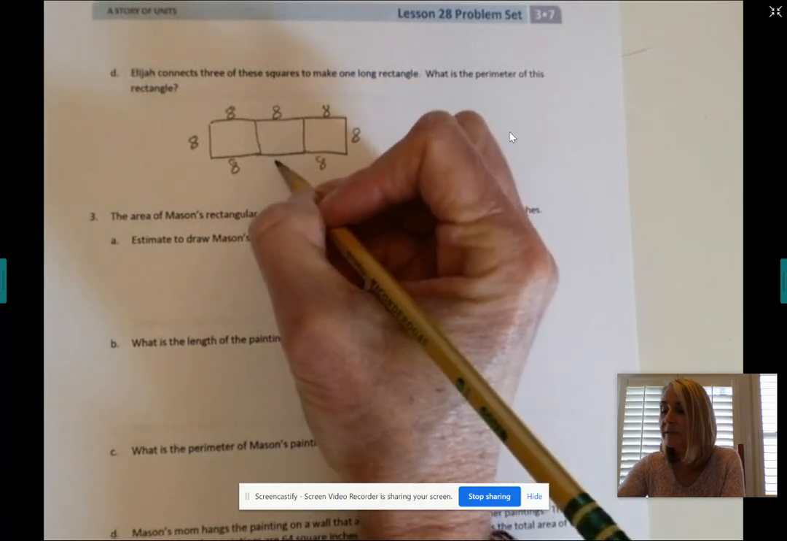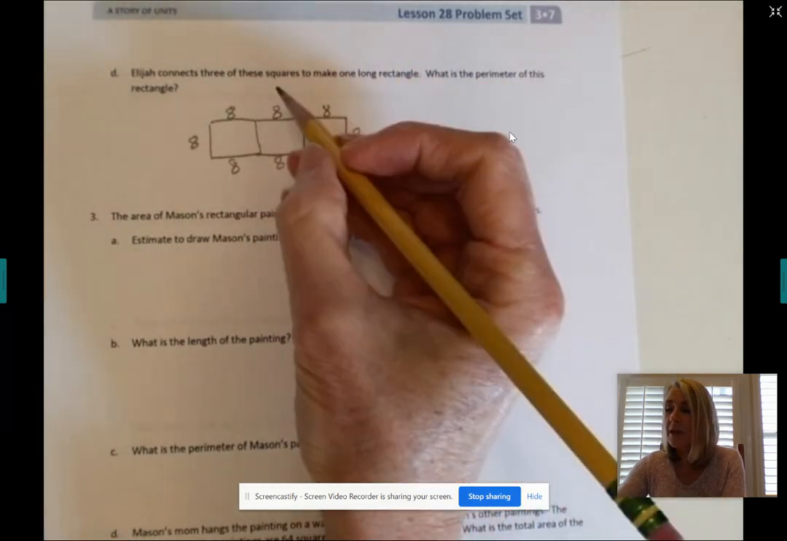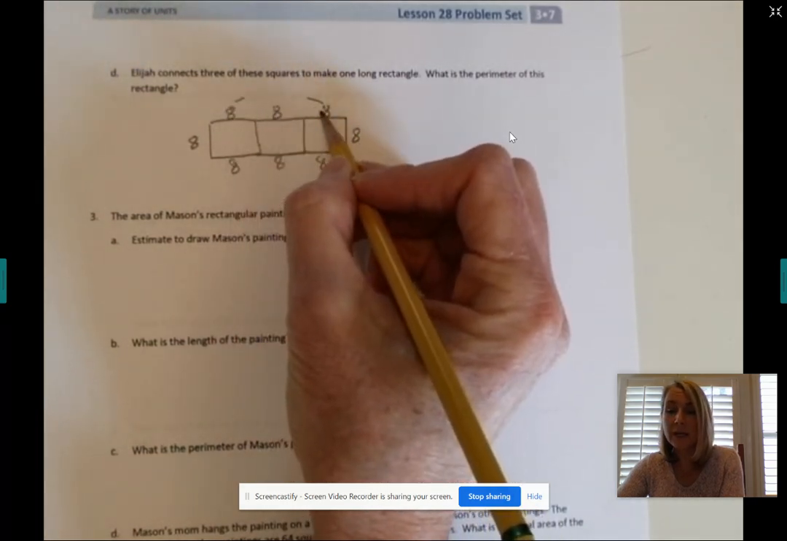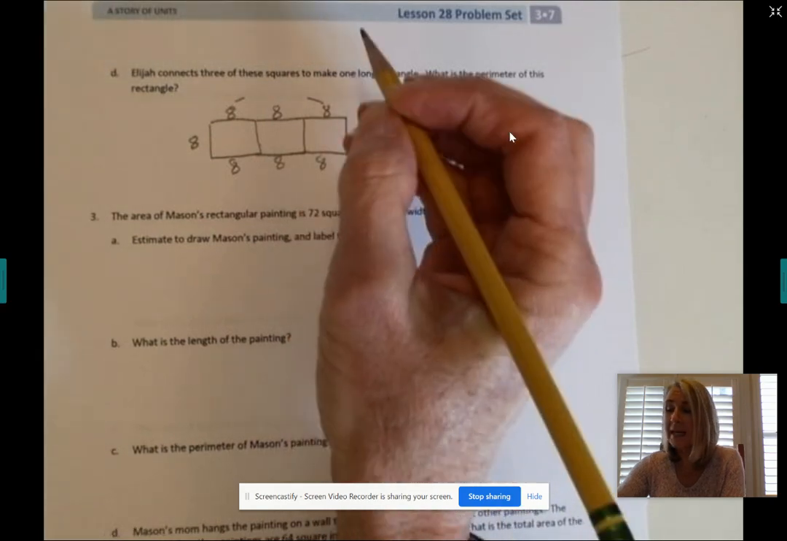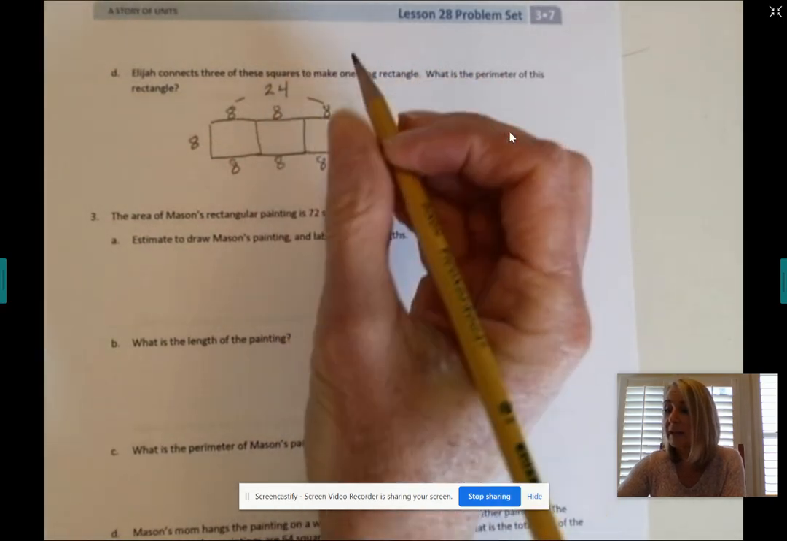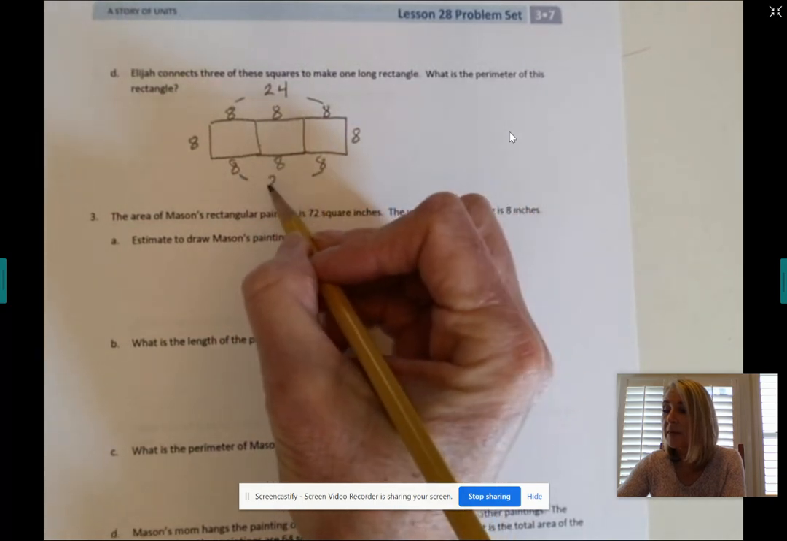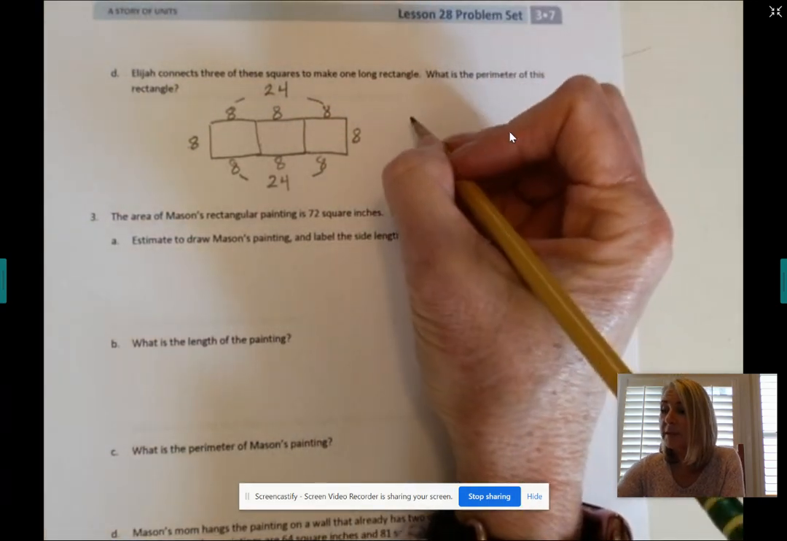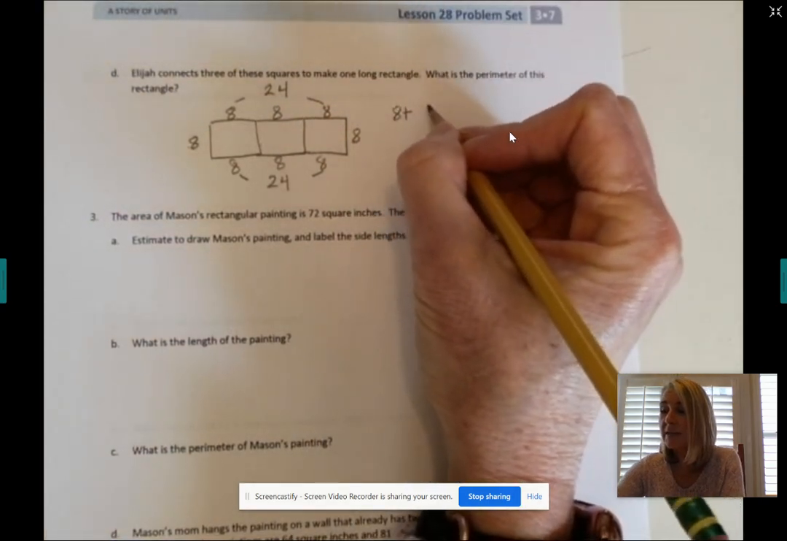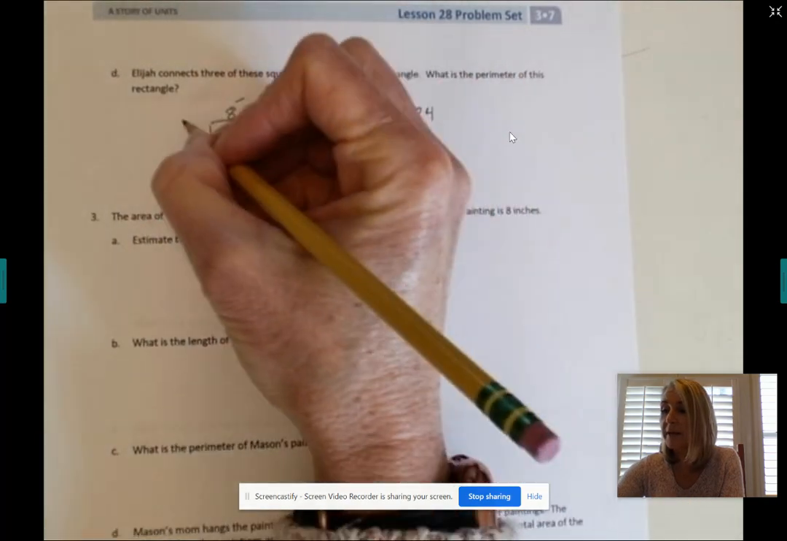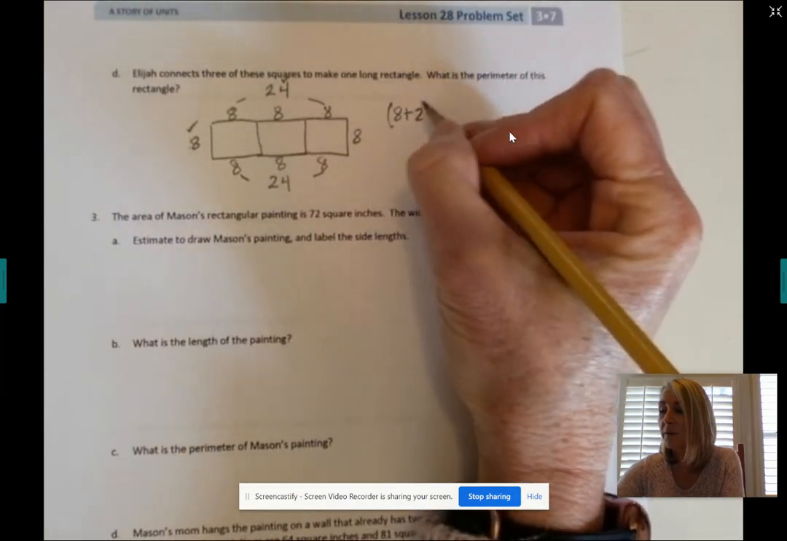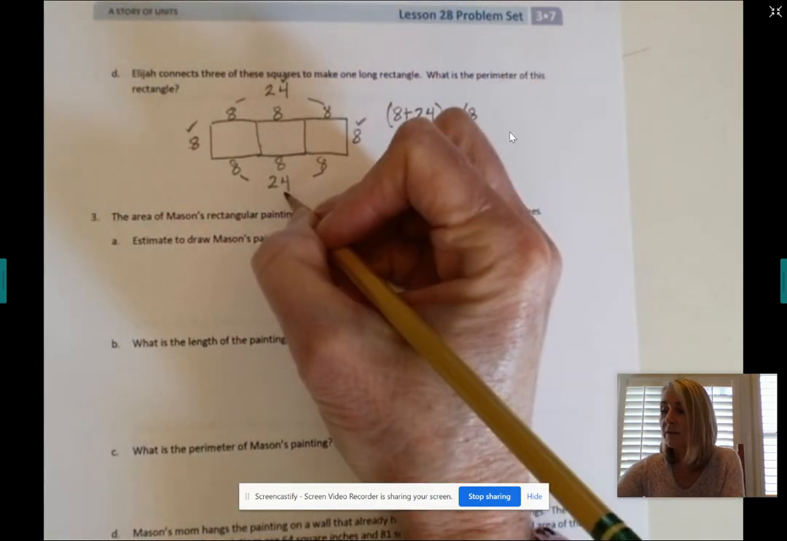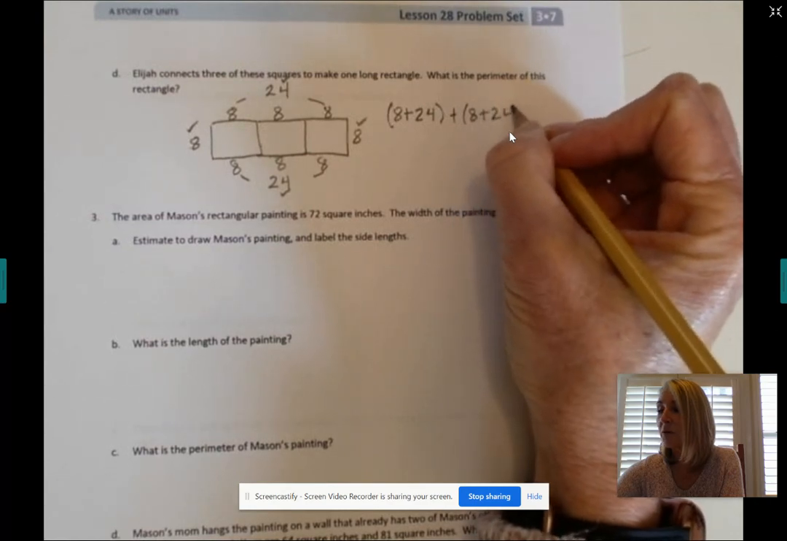So all of these are 8. And if I look at these 3 eighths here, how much is 3 eighths? 3 eighths is 3 times 8, which would equal 24. So this side length up here is 24. This one is also 24. And then I have an 8 and an 8. So to simplify, I'm going to go ahead and do 8 plus 24, and you can check them off as you go. It's a great way just to make sure you're not losing track of anything. And then I have an 8 plus a 24 here.